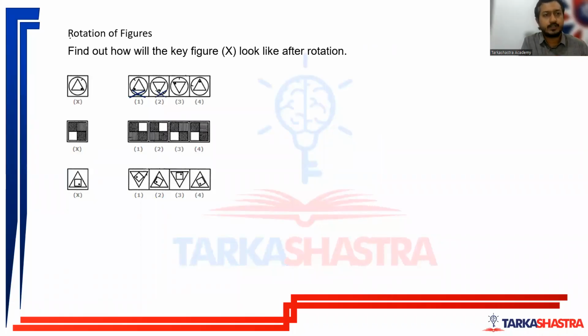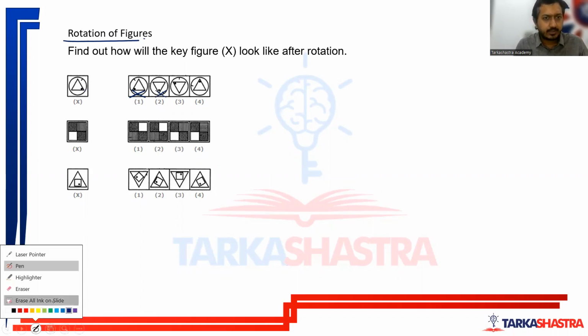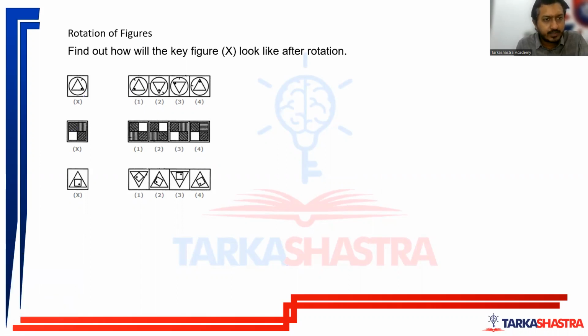Now, rotation of figures. Find out how the key figure X will look after rotation. So this key figure X, if it is rotated, how will it look? We have to see that. There is a triangle with a point on one of the vertices. From that point to the left, we have this small line on the outer circle. So from this point to the right, we have it.